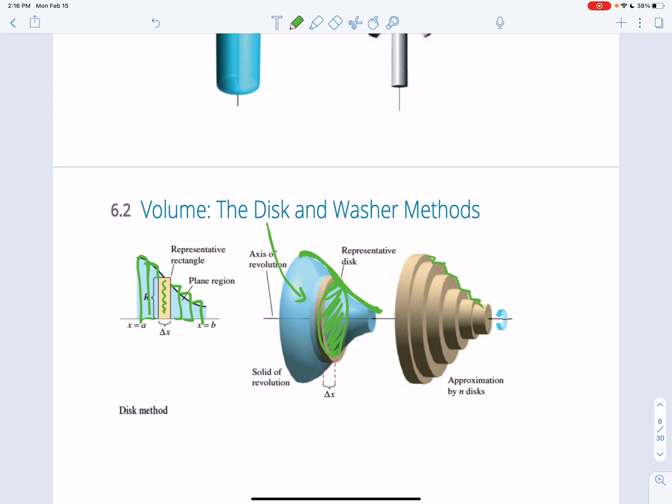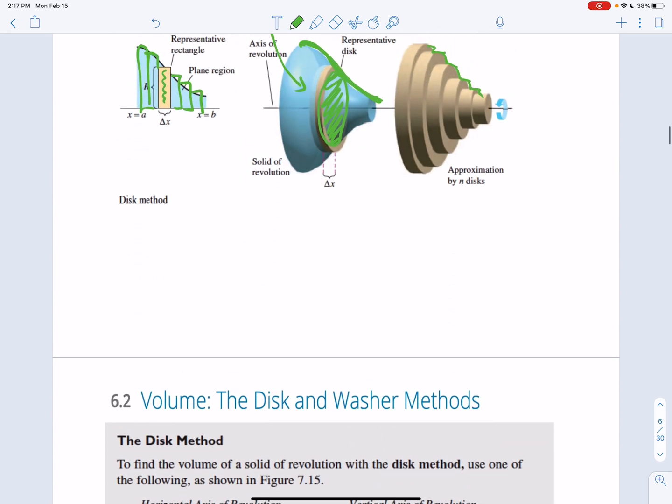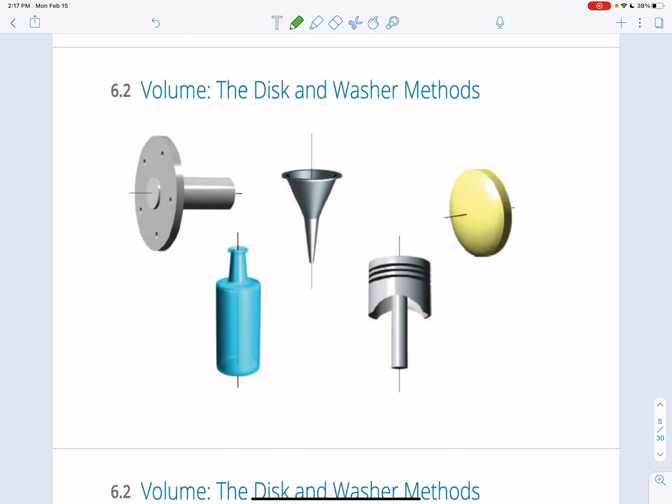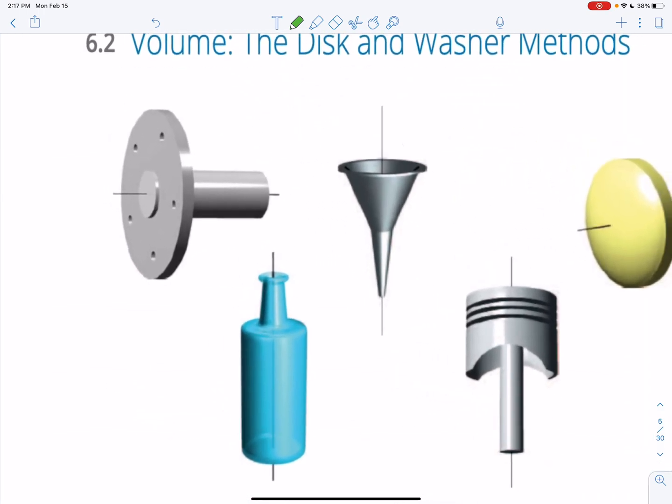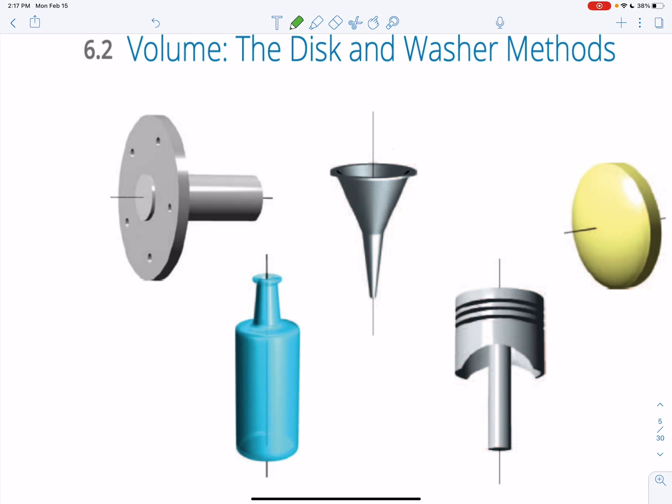So that's the disk method, right? So how does it work? First off, here are some solids of revolution. If you notice, there's always some type of line of symmetry where if you were to spin it, you would create the solid of revolution. Kind of like this piston right here, or this bottle, or this pill.